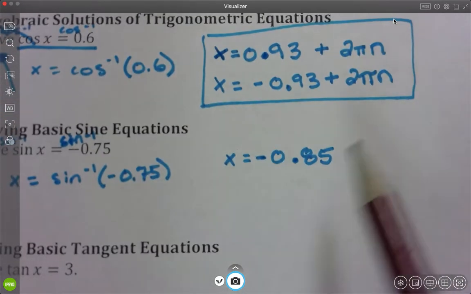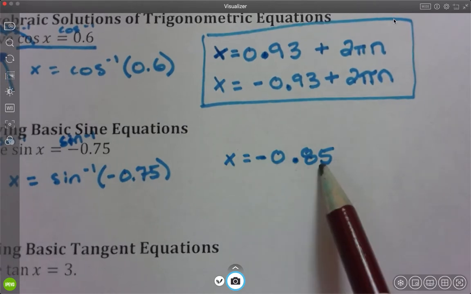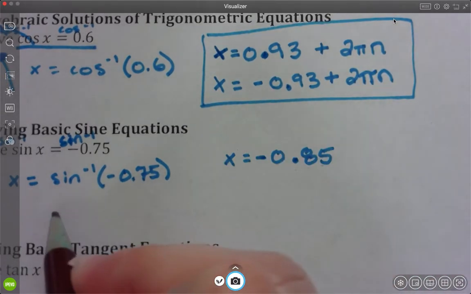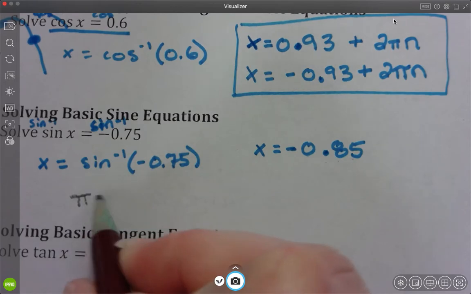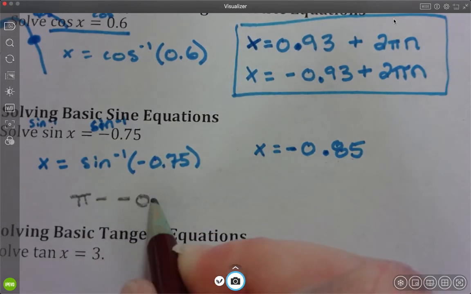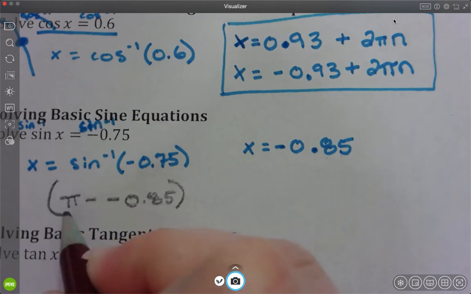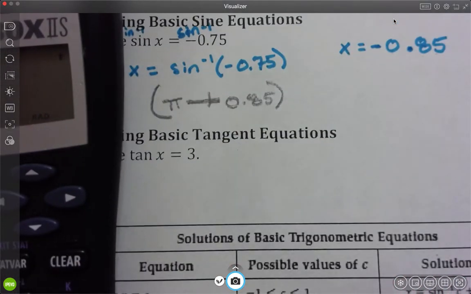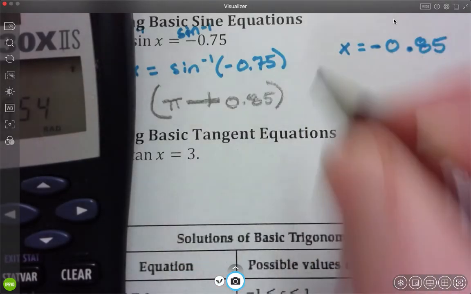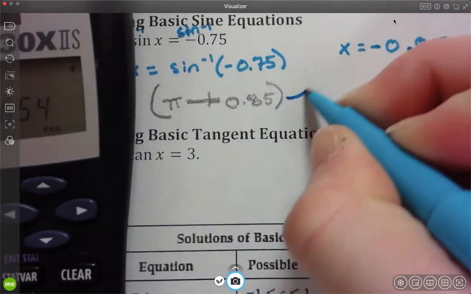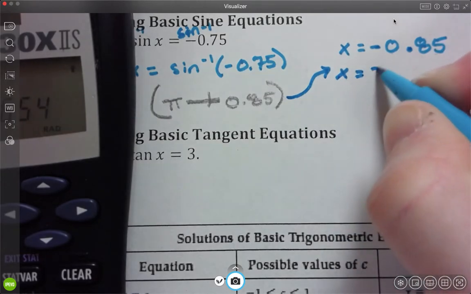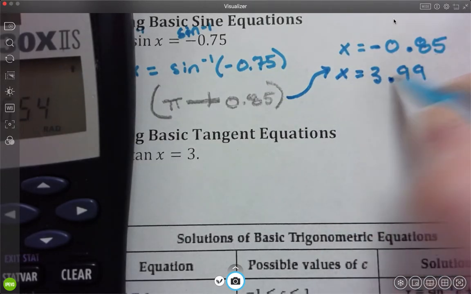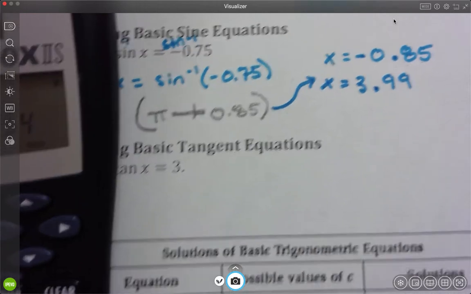So the first x that I got was negative 0.85, okay? So to figure out what that second answer will be, I will take pi and I will subtract a negative 0.85, or pi plus 0.85, and that's going to give me a decimal. Pi plus 0.85 will give me my new answer of x equals 3.99. That's my other place where he's going to touch, okay?